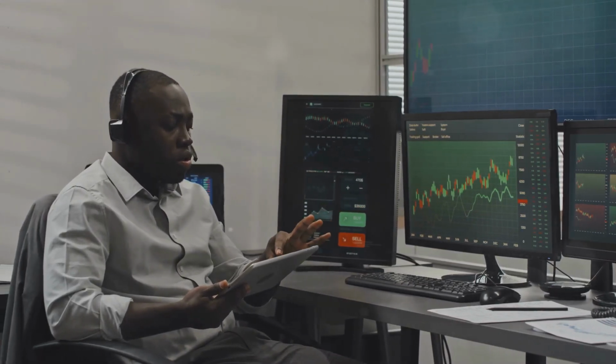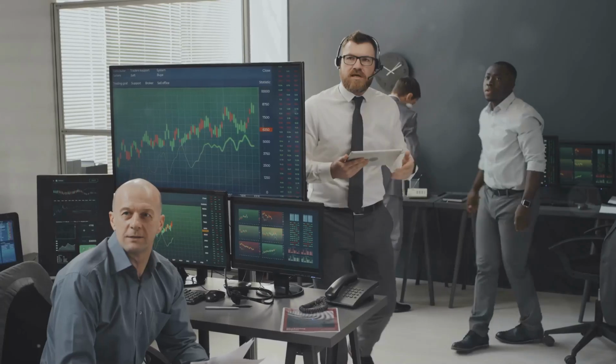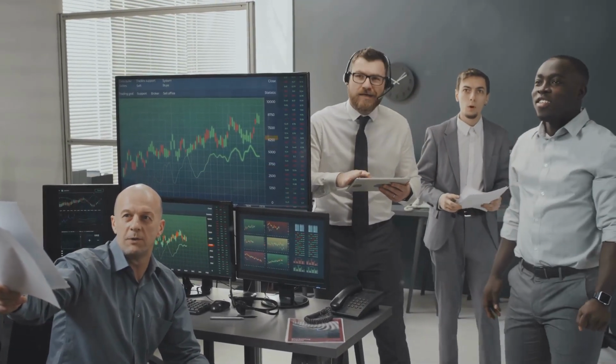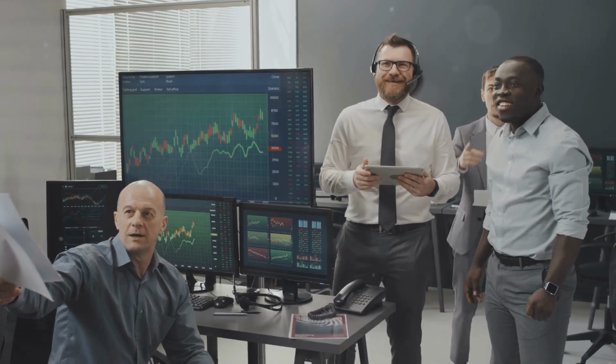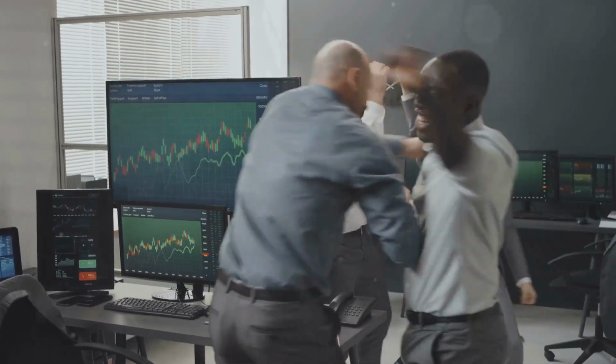Take a moment to see yourself celebrating a successful trade. Feel the joy and satisfaction that comes with it. See the positive impact it has on your life. Imagine your financial goals being achieved one step at a time.